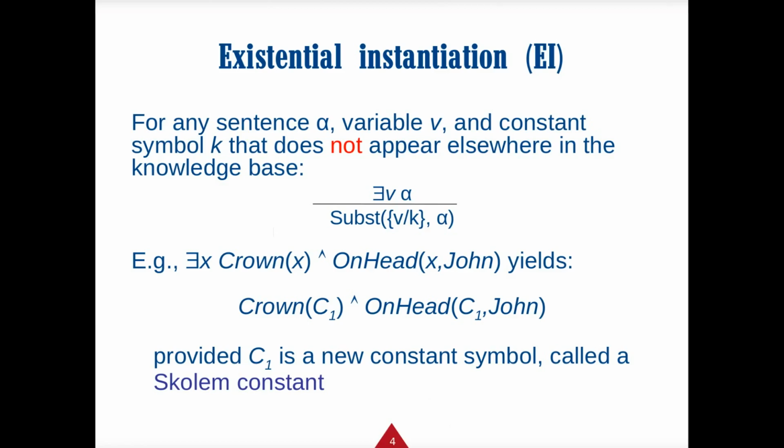So for example, there exists X such that Crown(X) and OnHead(X, John) yields Crown(C) and OnHead(C, John). Again, it instantiates a constant, and this is called the Skolem constant. It's a symbol that replaces all the different instances. But notice here, there's not all the different cases. Basically, you just have a constant, which is just the one case.